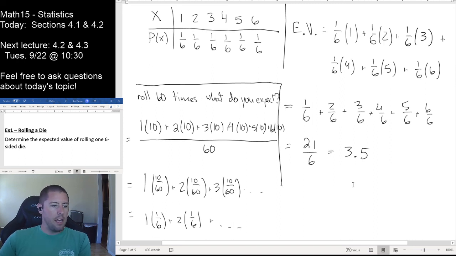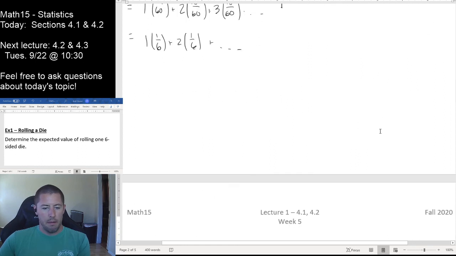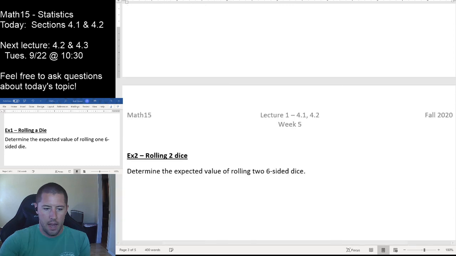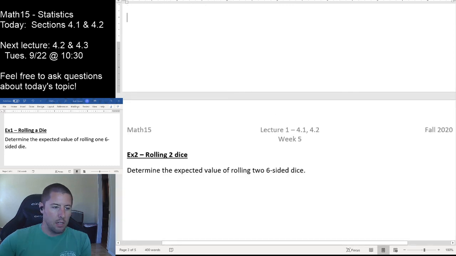So let's do the same thing here with a slightly more exciting situation. This situation was unexciting because every single outcome had the exact same probability of 1/6 right here. So let's mix this up a little bit and do the same thing with something that has a little bit more going on here. So very similar question.